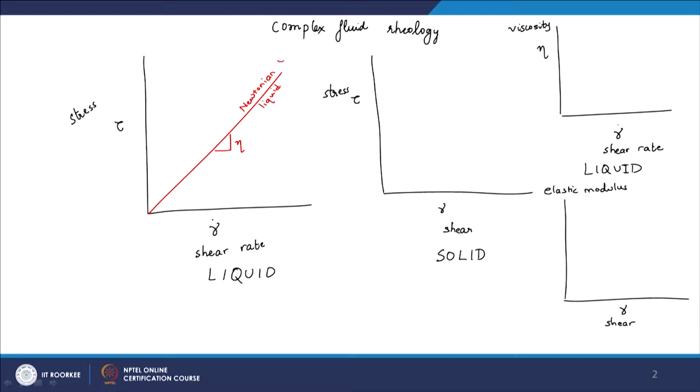That follows the law tau equals a constant eta multiplied by gamma dot, and this will give you something like a straight line here, because the viscosity is not changing by application of shear rate. The viscosity remains the same, and things like water are a good example of a Newtonian liquid.